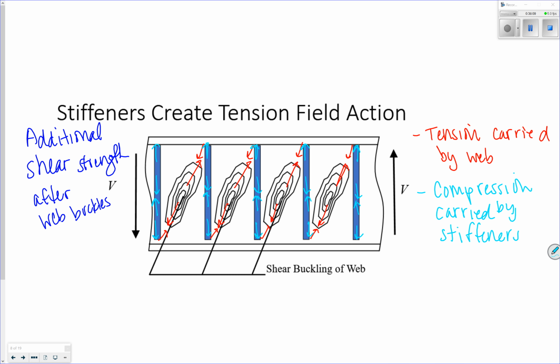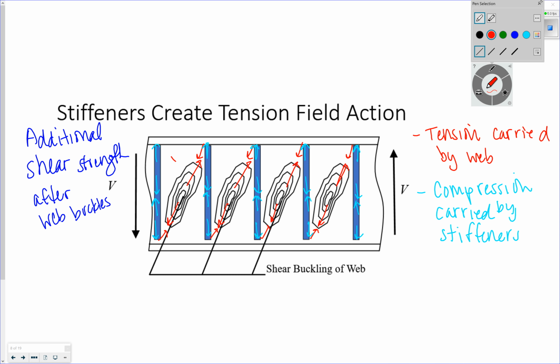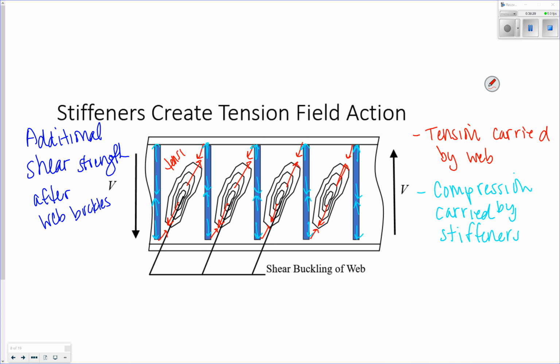So I have a tension field within, right, this is my tension field. Let's see. My webs have a tension field. And this creates basically a truss.